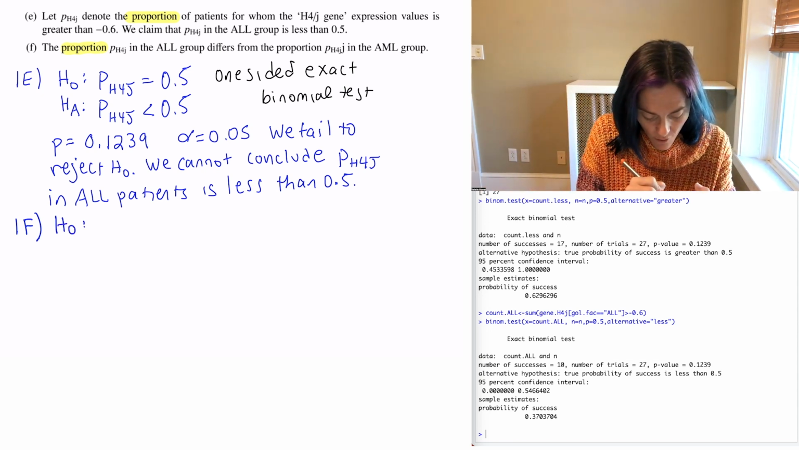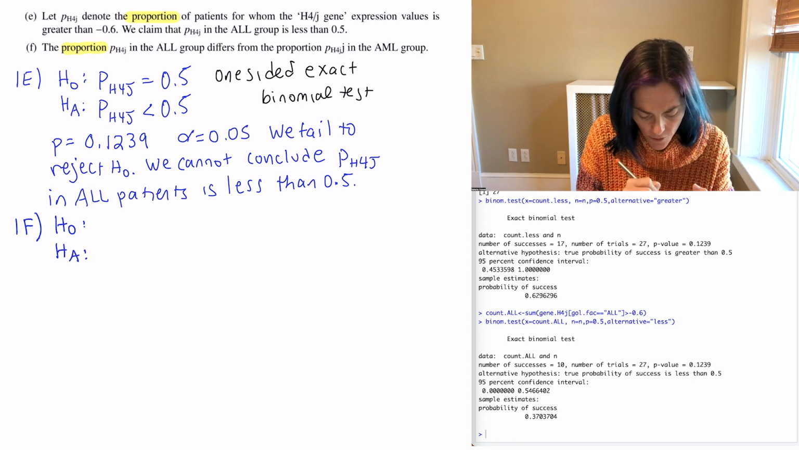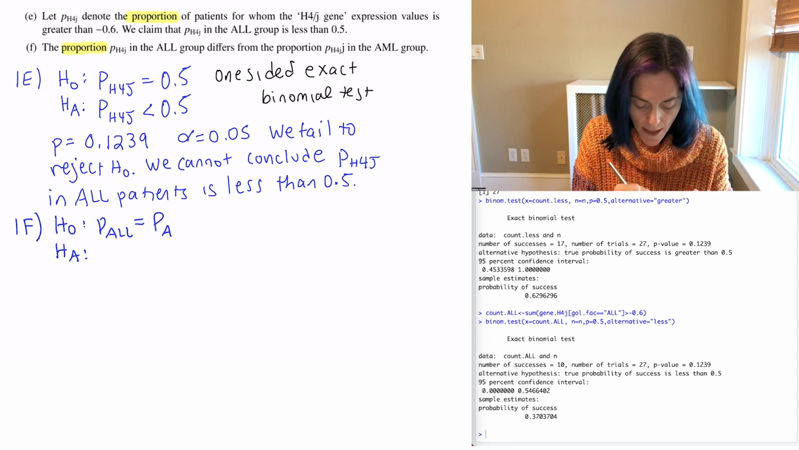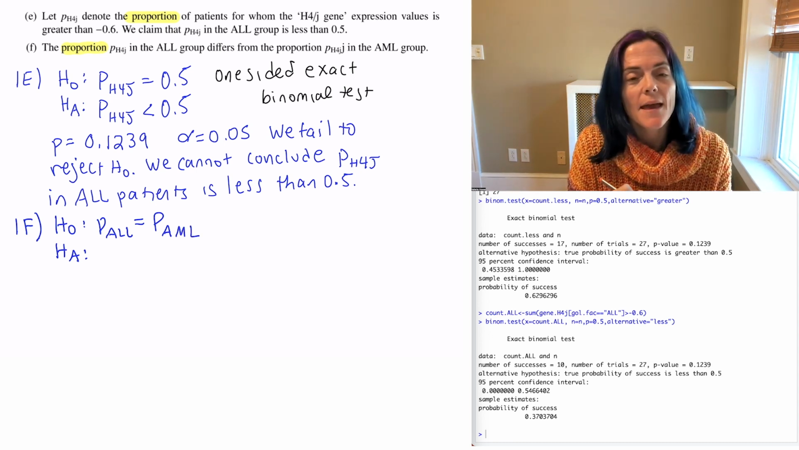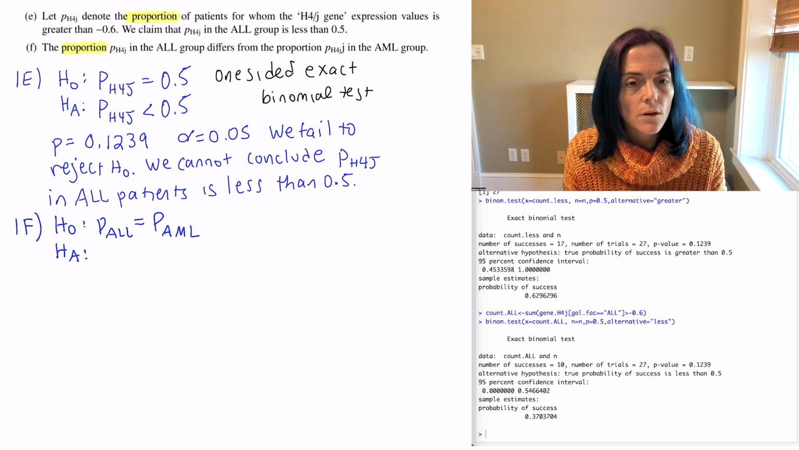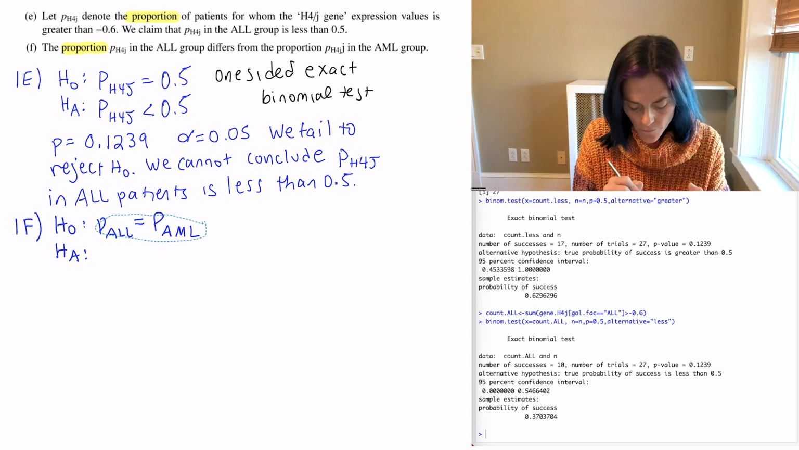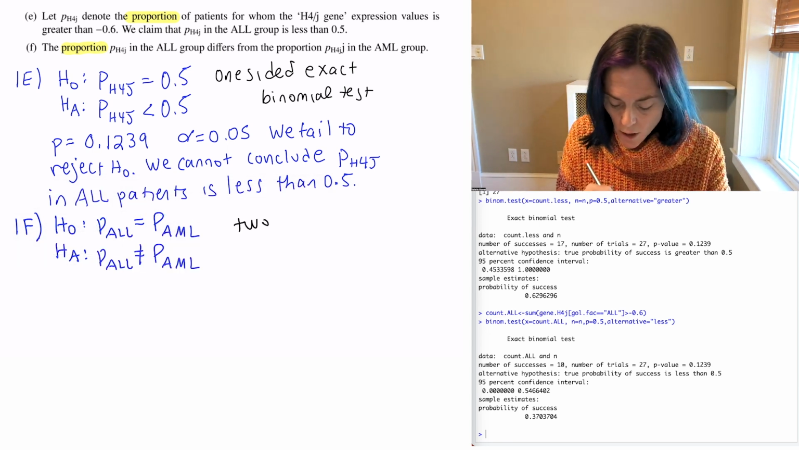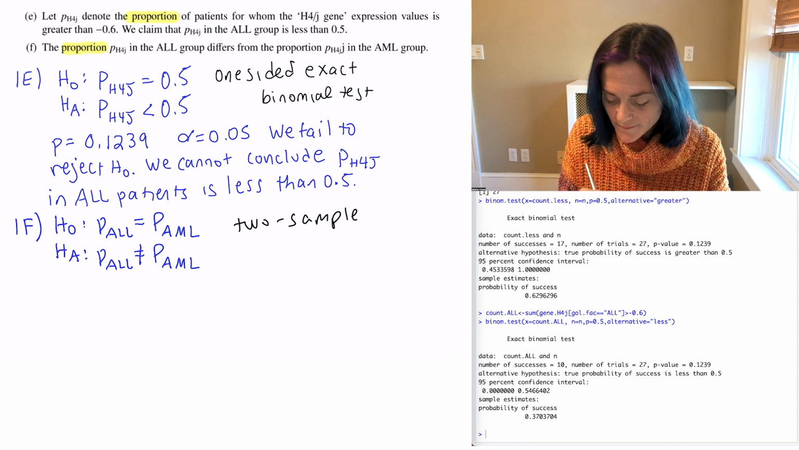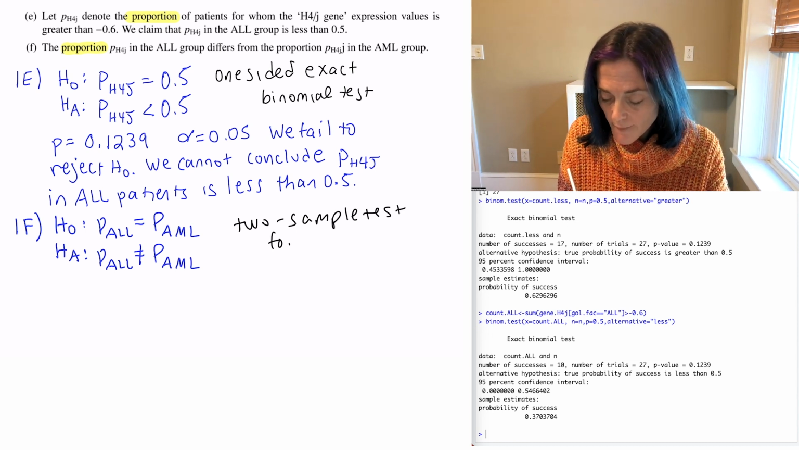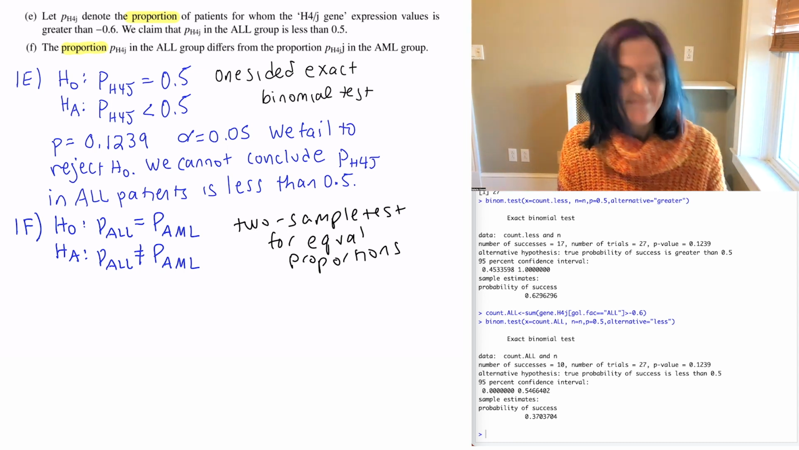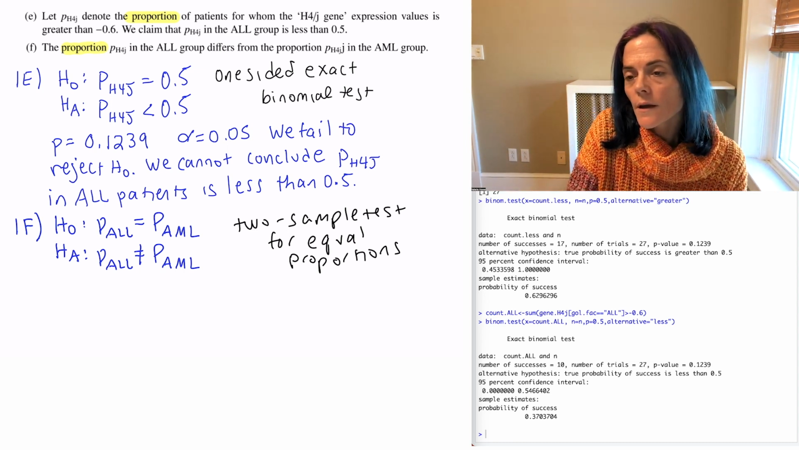Okay, well, we have a null and we have an alternative. Here, I'm going to maybe call this P sub ALL. The null is that P sub ALL is equal to P sub AML, that the two proportions are equal. But then the alternative is that they're not equal. This will be two-sided. Here, we can use a two-sample test for equal proportions. This was this prop test. Okay, let's go to R.